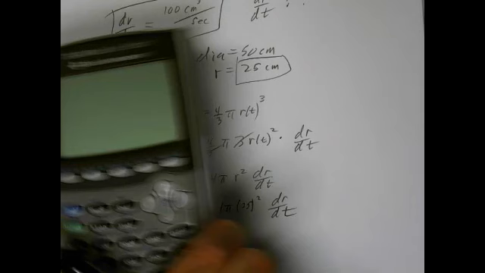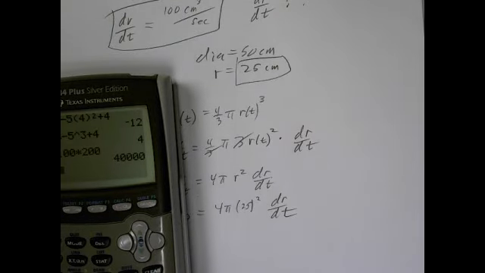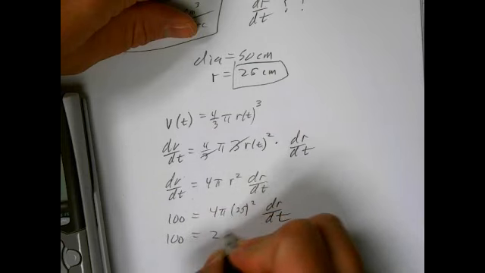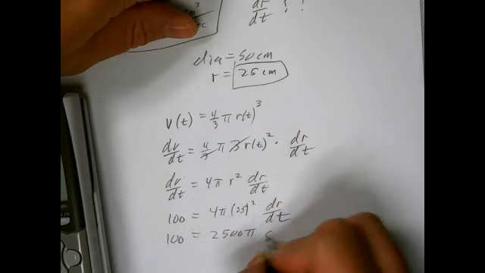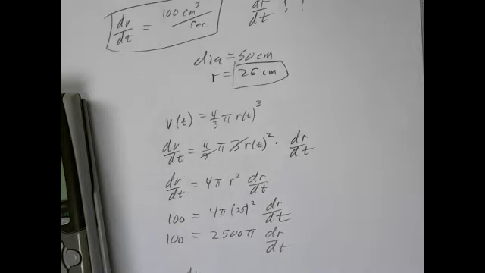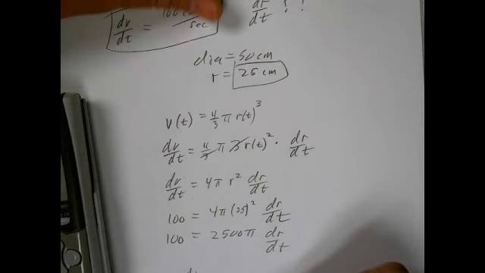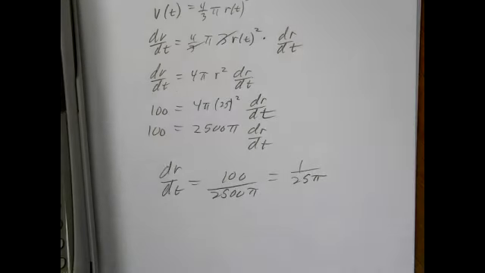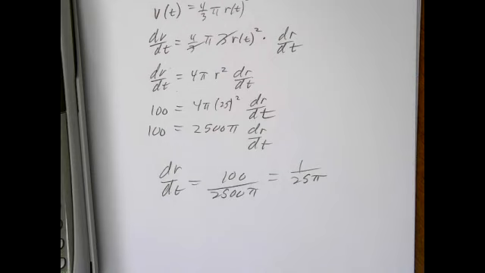So, cleaning the numbers up just a little bit, 25 squared is 625 times 4 is 2500. So this is 100 equaling 2500 pi times dr/dt. So dr/dt is 100 over 2500 with the pi. Remember that pi has to be on the bottom because you divided by it. All right. And reducing the fraction, that's 1 over 25 pi. Now that is the exact answer. That is precise, that's perfect.